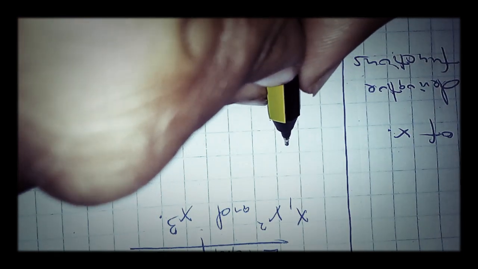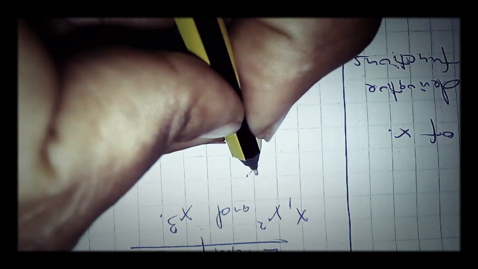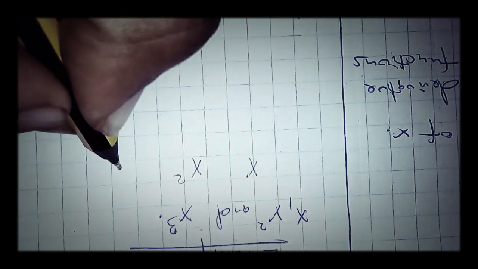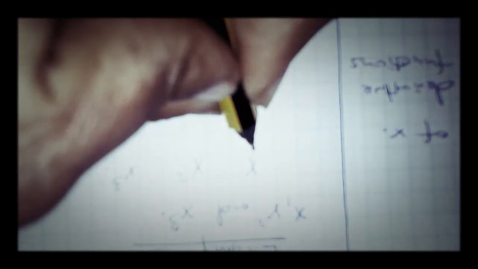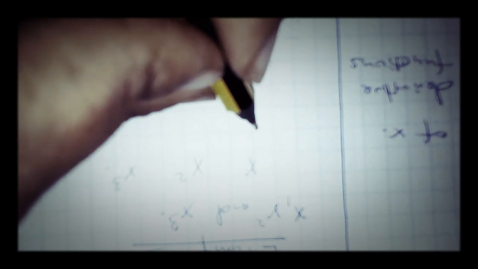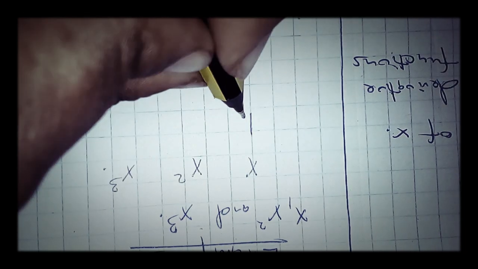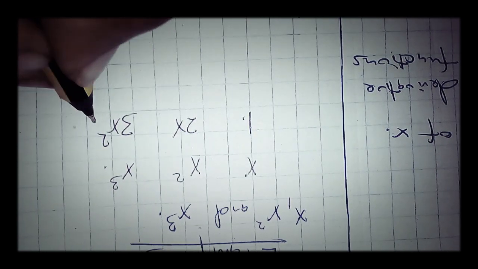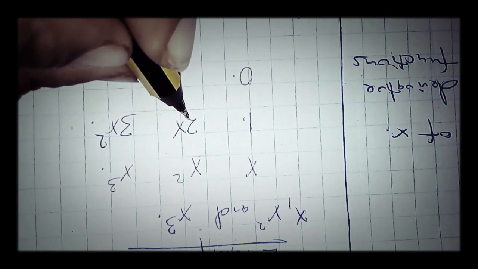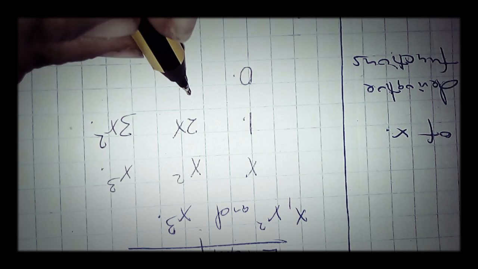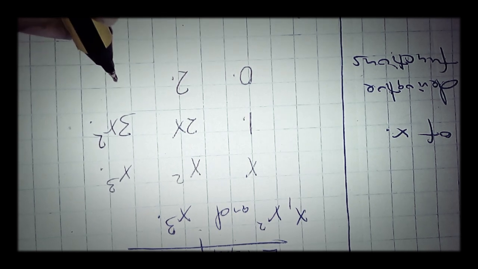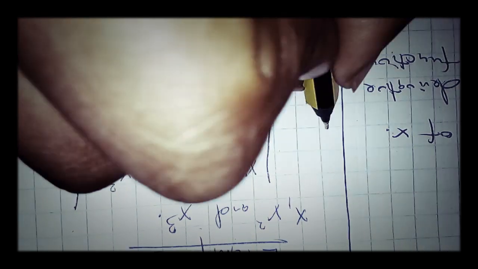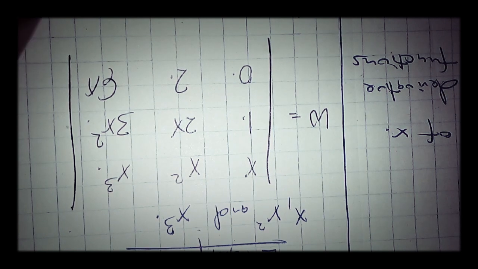So in the solution part, in the first row we will write the n functions of x which we are given. So it's x squared and x cubed. The first derivative of x with respect to x is 1. The first one here is 2x, and the first one here is 3x squared. The second one here becomes 0, the second one here becomes 2, and the second one here becomes 6x. So we'll find the determinant of this, which will give us the Wronskian of these functions.